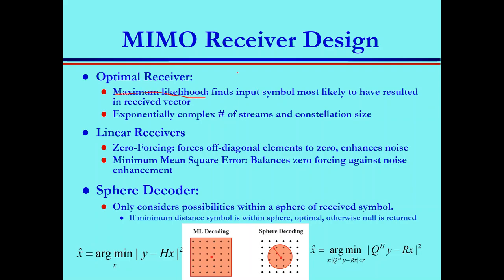Maximum likelihood, as the name implies. What does it do? A for loop at the receiver. A for loop over all the possible symbols that the transmitter can send, and find the one that's closest to my received signal. Then most probably this is the one that the transmitter sent. What's the problem with this? It's extremely complex. The complexity of these detectors grows exponentially as the number of antennas at the transmitter and receiver increases, and as the constellation diagram size increases.